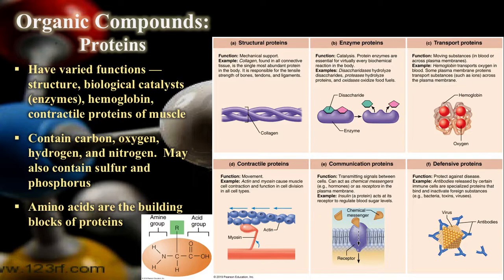They contain carbon, oxygen, hydrogen, and nitrogen. So now we are on to CHON. Carbon, hydrogen, oxygen, and nitrogen. They may also contain sulfur and phosphorus depending on what amino acids are present. Okay. And finally, last thing on this slide is that the amino acids are the building blocks of proteins.